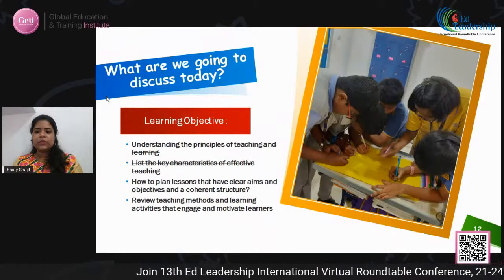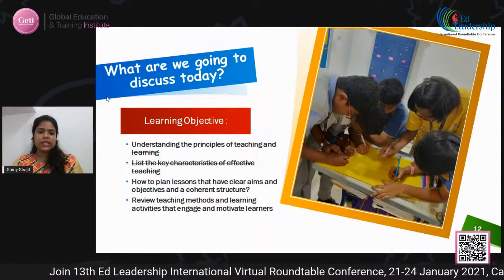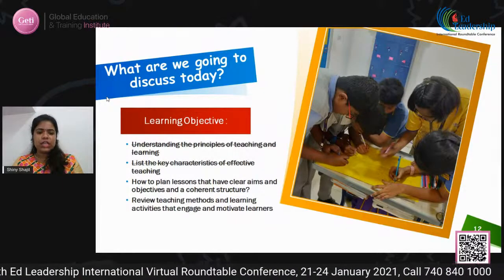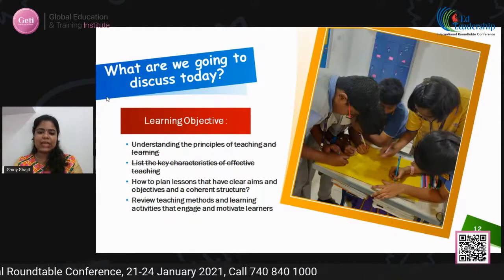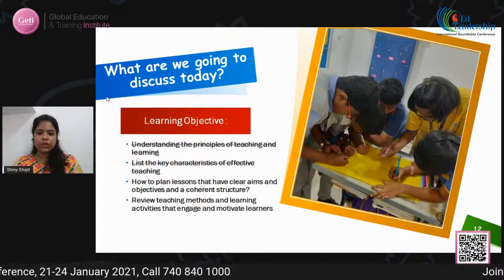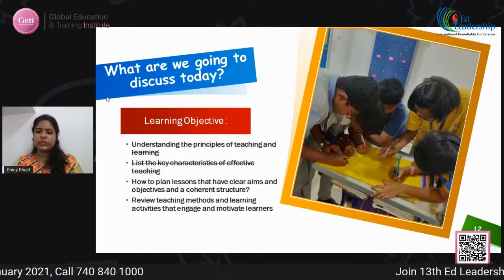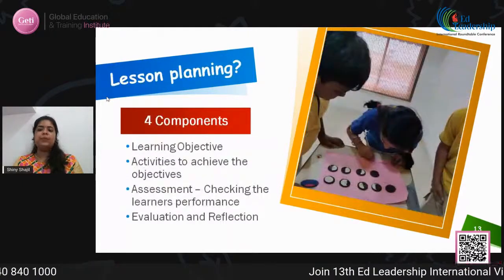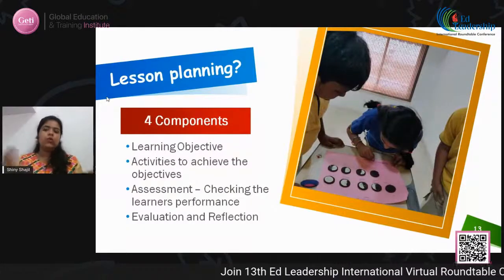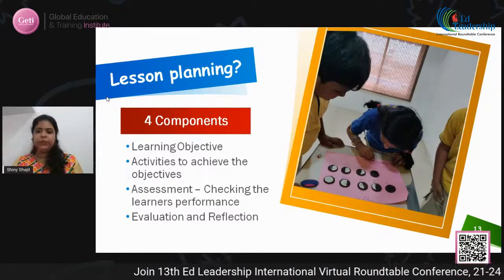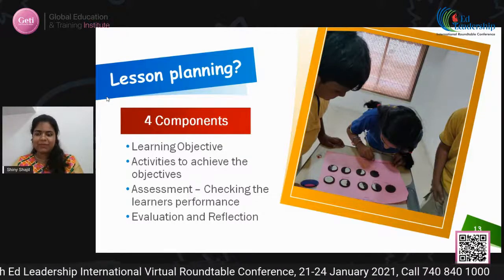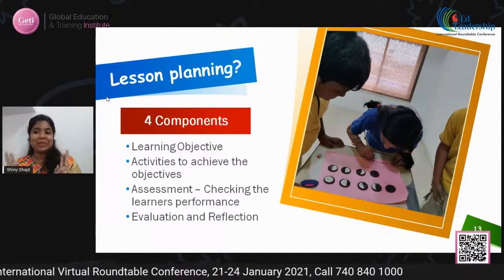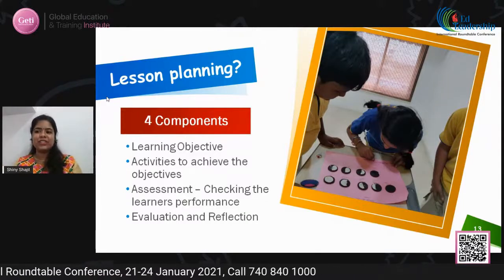Okay. So, yes, the third learning objective is how to plan lessons that have a clear aim and objectives and a coherent structure. Okay, now coming to lesson planning. Now that we know what makes an effective teacher, let's go deep into lessons and how to plan them. A teacher makes the best decisions. We're going to talk about decisions.